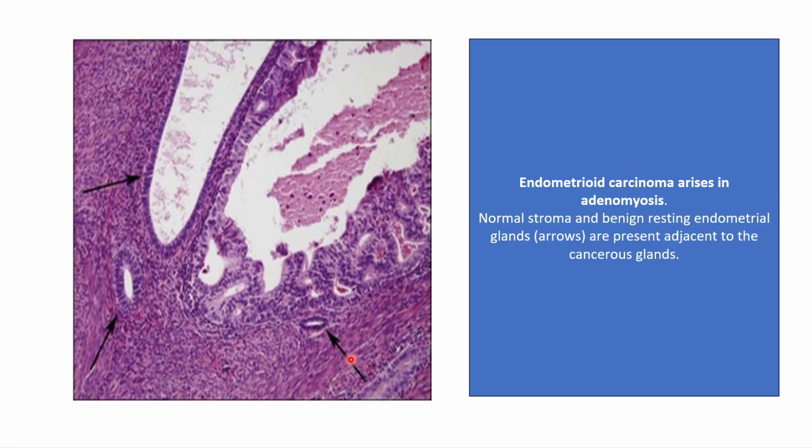Now see here, this is a normal stroma surrounding the adenomyotic glands, and this is a normal endometrial gland. They are adjacent to the cancerous gland. So this is endometrial carcinoma arising in the adenomyotic foci. So this is smooth muscle, adenomyotic glands, and tumor arising from this adenomyotic gland.